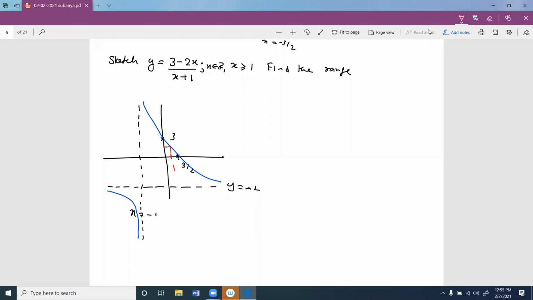How do you get it? You can put x equals 1: y is (3 minus 2 into 1) divided by (1 plus 1). That turns out to be y equals half. So this value becomes half. It's not within the scale. Therefore, the graph is from here. It just goes like this.